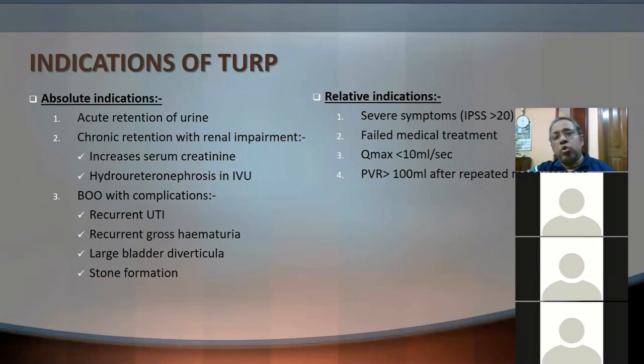the surgery. The relative indication is when sometimes the patient's prostate is not too large, but they have more irritating symptoms. In those cases, if the IPSS symptom score is more than 20, you do the surgery. Also when medical treatment has failed, and when the maximum flow is less than 10 ml per second. Not only the maximum flow, you also correlate the other symptoms of the patient. And if there is repeated retention, or post-void residue is more than 100 ml, then usually go for surgical treatment like TURP.